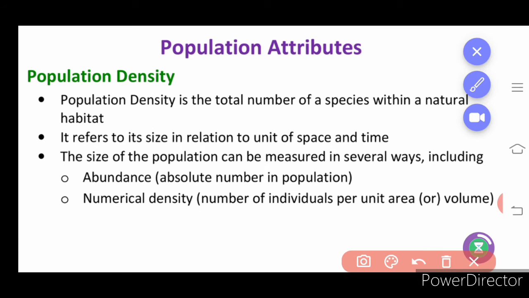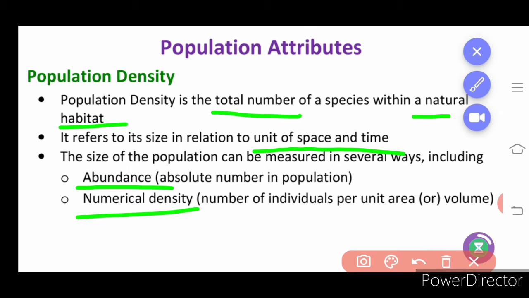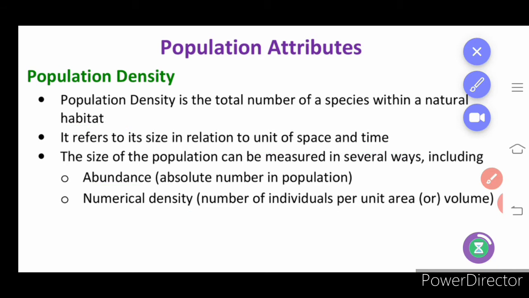Population density: total number of species within a particular habitat. Okay, so it refers to its size in relation to unit of space and time. So size with reference to space and time. Okay, size of population can be measured in several ways, that is abundance, the absolute number of population, and numerical density, number of individuals per unit area. Okay, so that is what is called as population density.